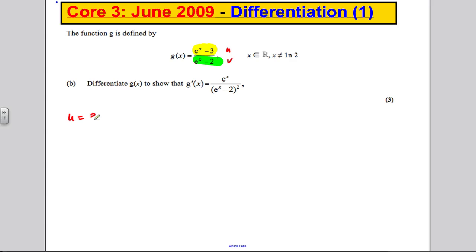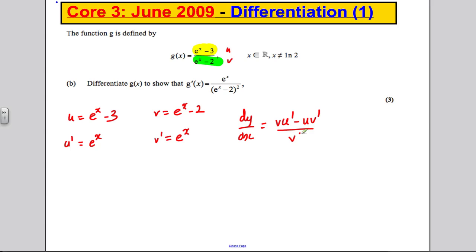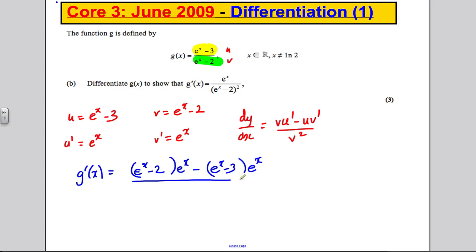So label your u is e to the x subtract 3, so that u dash would be just e to the x. V would be e to the x subtract 2, so v dash would be e to the x. The quotient rule says dy by dx is vu dash minus uv dash all over v squared. So substituting in to get your g dashed x or your dy by dx, vu dash e to the x subtract 2 times u dash, which is e to the x, minus uv dash e to the x subtract 3 multiplied by v dash, which is e to the x, all divided by v squared, which is e to the x minus 2 squared.